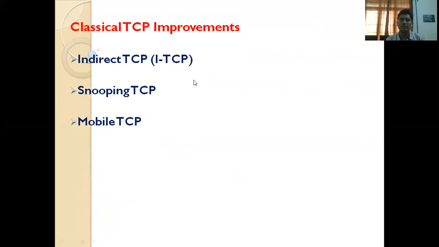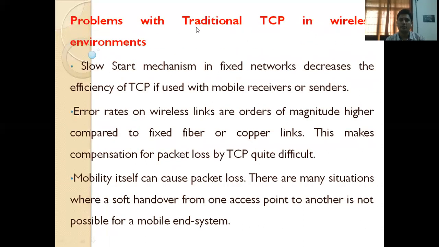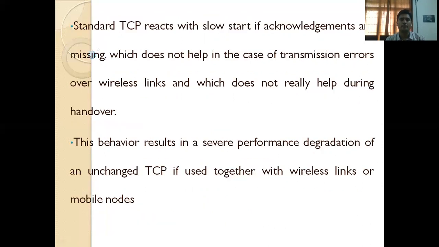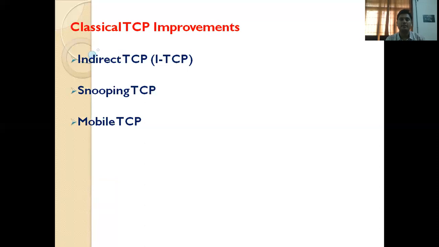These are the different TCP improvement techniques, because there is a problem with traditional TCP in wireless environment. In general, if you are using TCP in a wired environment, there is no problem. 100% of packets are delivered from source to destination, or from sender to receiver. But if you use traditional TCP in the wireless environment, it causes some problems. So to avoid these problems, some classical TCP improvement techniques were developed. Those are indirect TCP (ITCP), snooping TCP (STCP), and mobile TCP (MTCP). We will discuss these improvement techniques in the coming lecture.